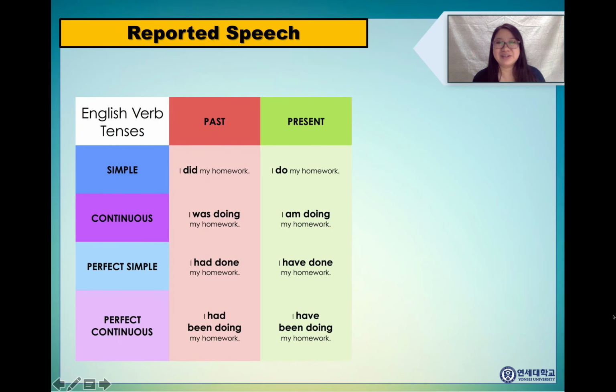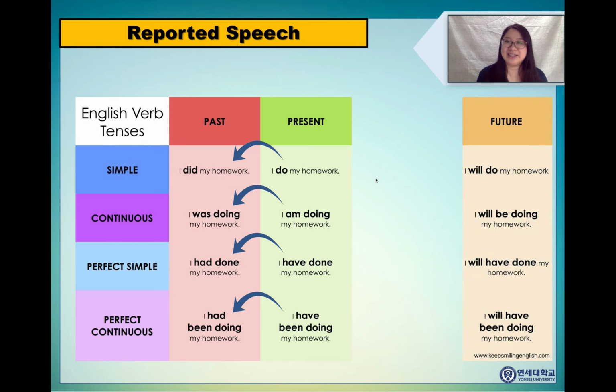If you're ever confused about which verb tense to use, you can always look at a chart like this. It's pretty simple. Just start with your verb tense, present simple, and go back one into the past. However, if you are reporting speech that uses future tense will, the past tense of will is would.